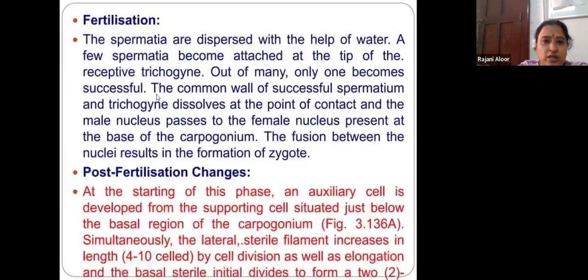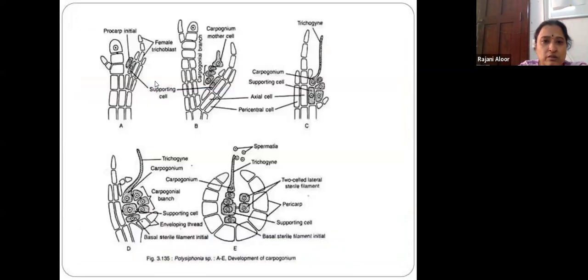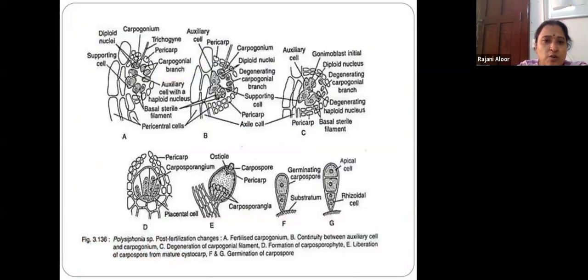In this first picture you can observe this part. Both walls of these 2 cells, this one is the spermatium and the trichogyne, dissolve at the point of contact. The male nucleus and the female nucleus present at the base of the carpogonium fuse to form the zygote.